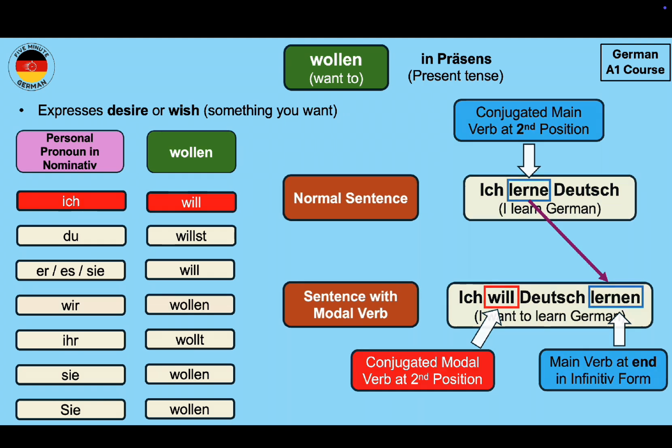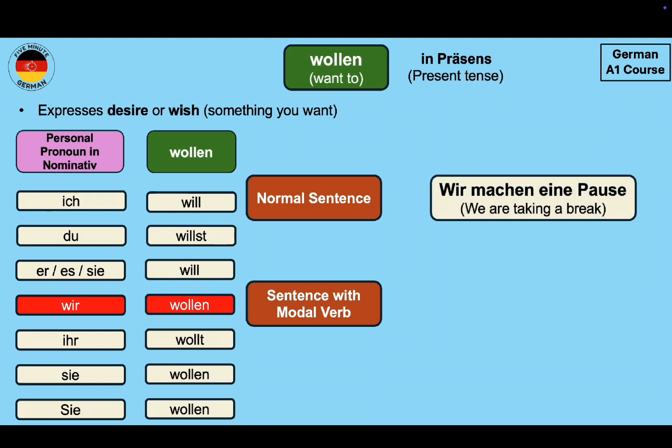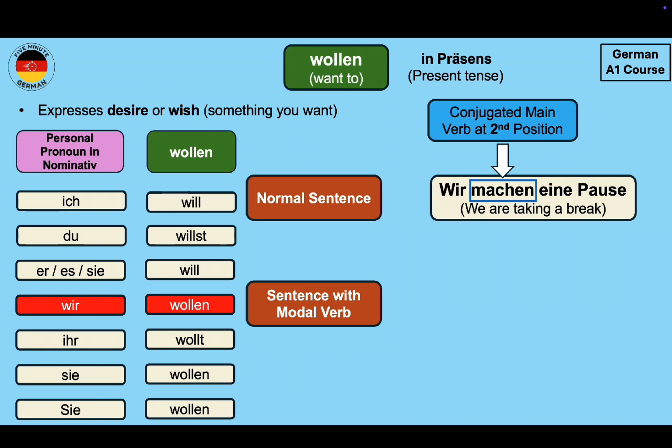Let's take another example, this time with wir. So if the normal sentence is wir machen eine Pause, we are taking a break. Over here, machen is the conjugated main verb which comes at the second position.